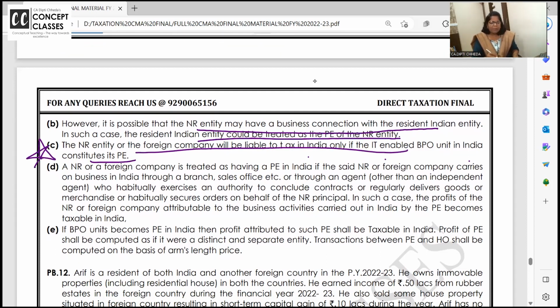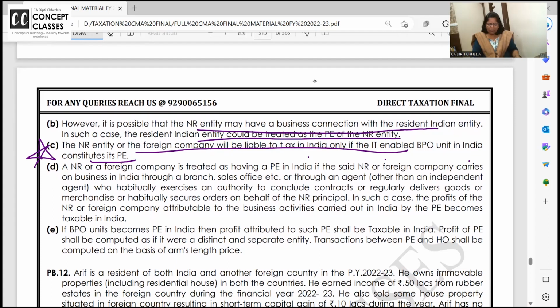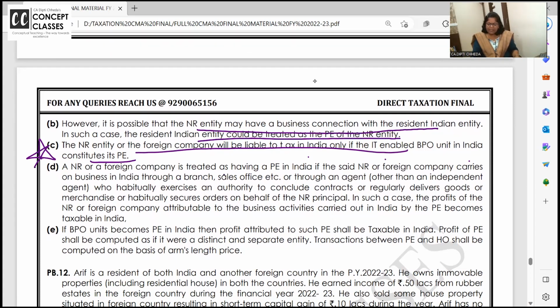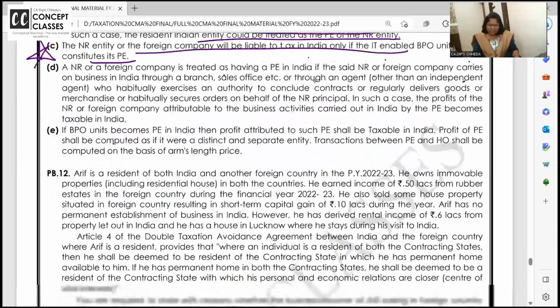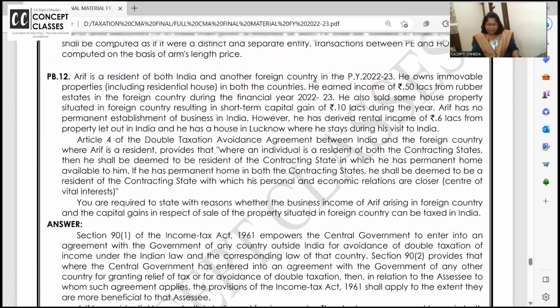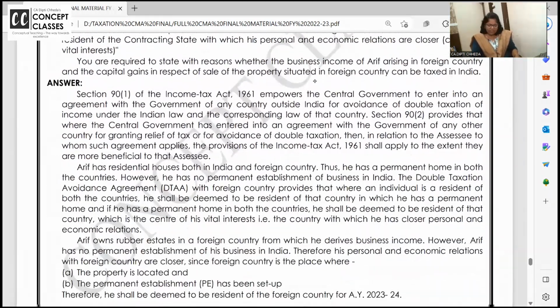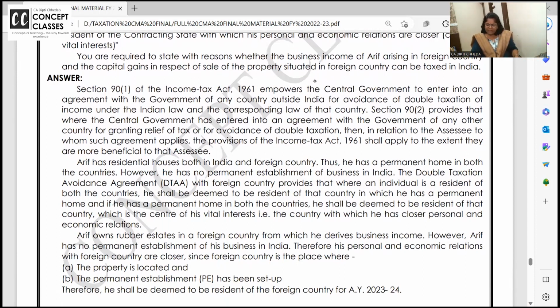बात ही खत्म. मैम सेम चीज है जो आपने अभी P के लिए बोला. BPO, if you are like a P in India, you have to pay tax. NR or foreign company is treated as having P in India if the said NR carries on business through a branch and all. So if BPO unit becomes P in India, they have to pay tax. If not, no problem. This is in a question answer form, but we have already done all this.